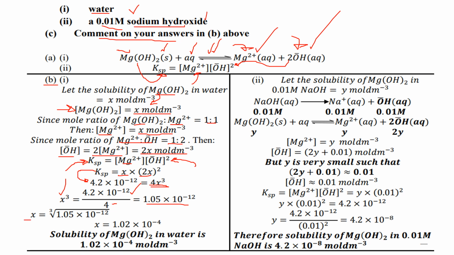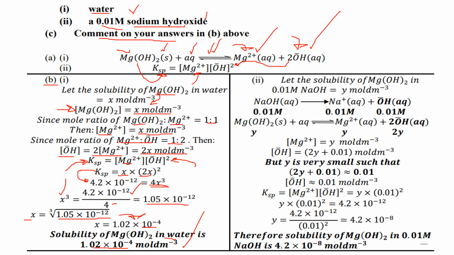So making x the subject, we find the cube root on both sides, and then you end up with the cube root of 1.05 × 10^-12. Putting everything in the calculator, you're going to end up with 1.02 × 10^-4 as your molar concentration, or solubility, of magnesium hydroxide. Therefore, you are going to conclude that the solubility of magnesium hydroxide in water is going to be 1.02 × 10^-4 moles per decimeter cubed.